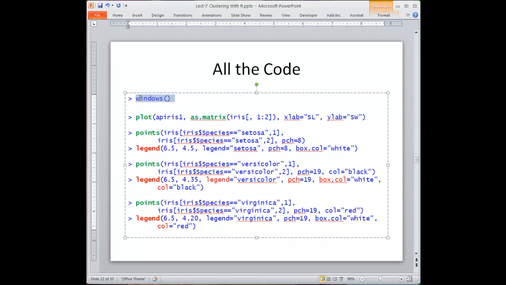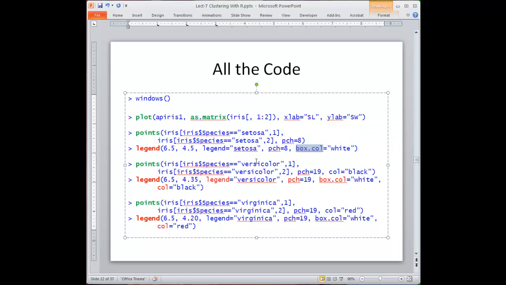I am starting a new window here. On Windows, I think on the Mac you have to say quartz or something like that if you're using a Mac. Here I am plotting the matrix, then I am adding the points, and the setosas are PCH 8, and here I am adding a legend with PCH 8. Box.color, because when you add a legend it puts a line around the box. I don't want a line around the box.